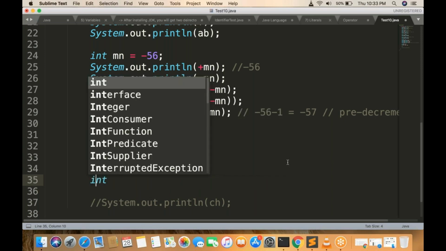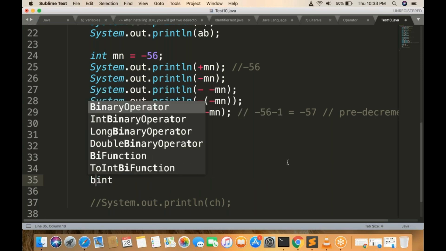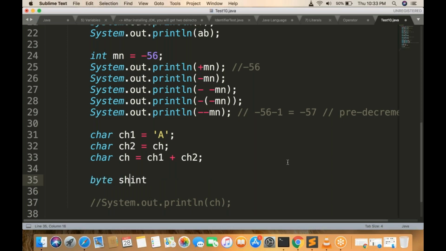So int. First of all, byte, char, short, int. So is byte lower than int or higher than int? Lower. Char is lower than int or wider than int?